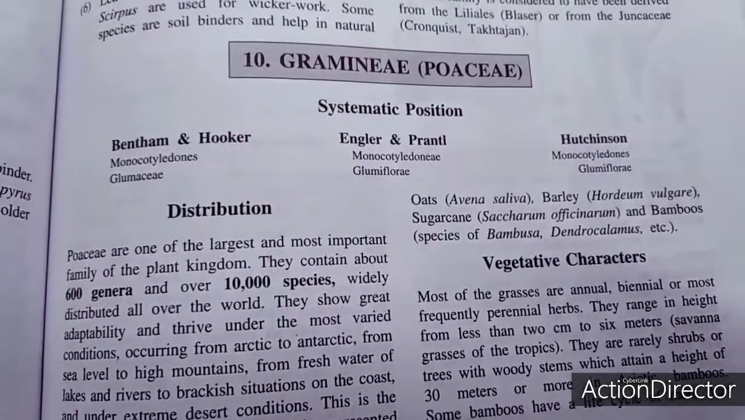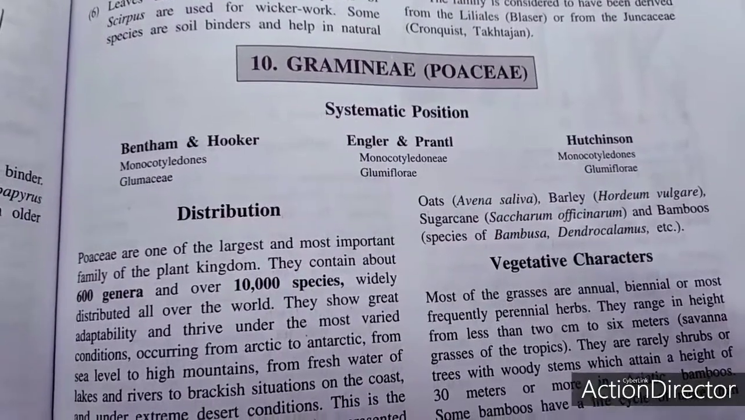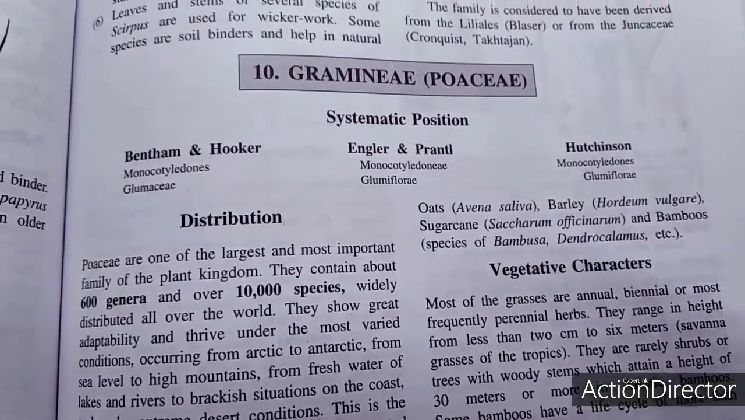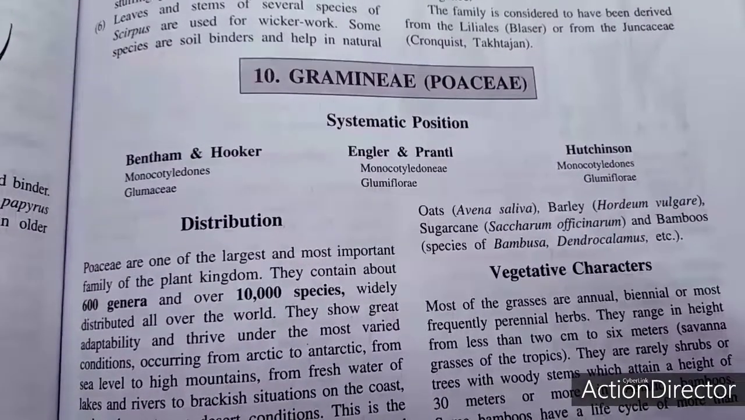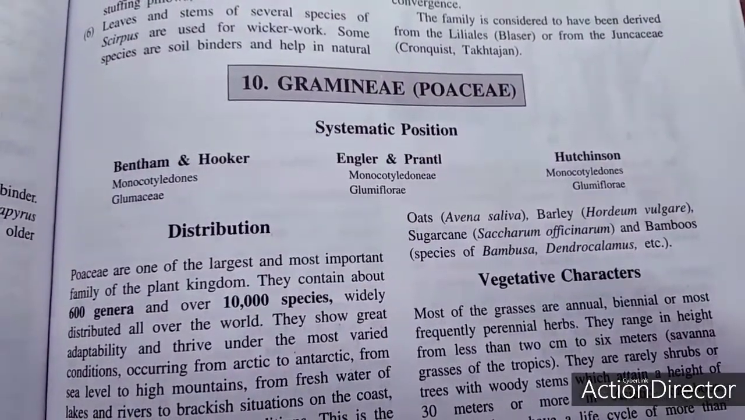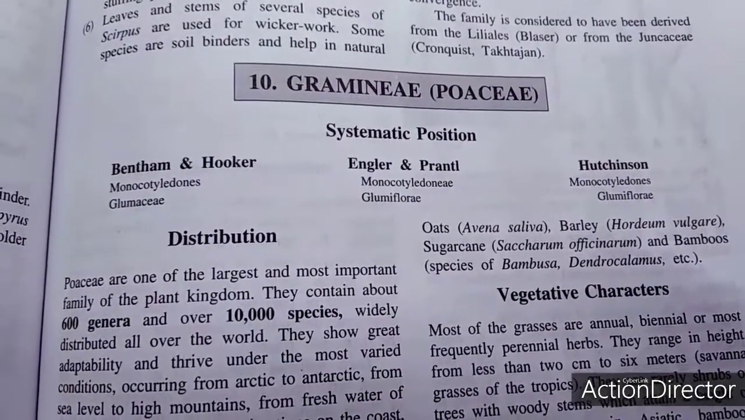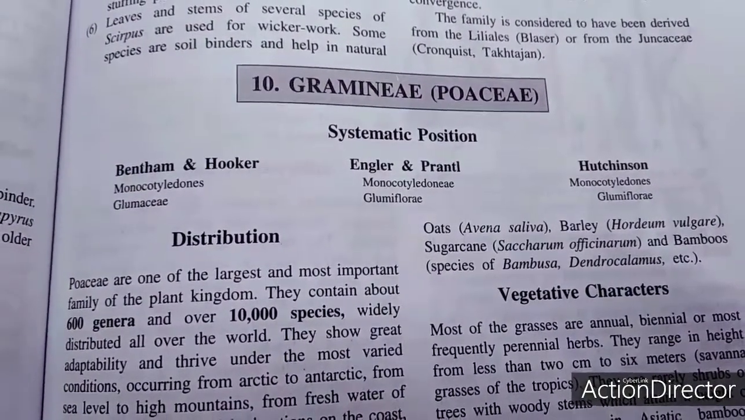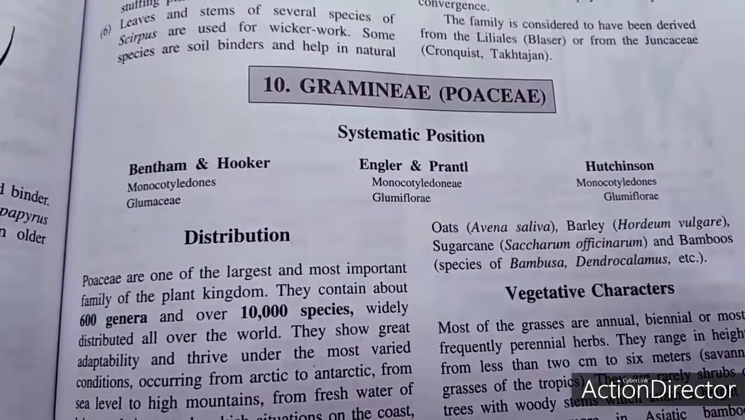A very good evening to all of you, and today we will discuss the Poaceae family. This family was previously known as the Gramineae family, but that was not according to the ICBN rules, so the name has been changed to Poaceae. Poaceae is a monocotyledonous, a monocot family, and it belongs to the order Glumiflorae, Poales, and the family Poaceae.